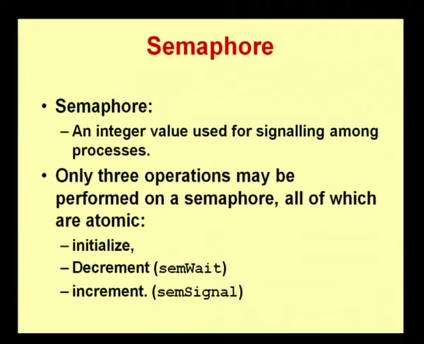Now what is a semaphore by and large? A semaphore is an integer value which is used for signaling among the processes. There are only three operations that are possible: one is initialization, second is incrementing, third is decrementing. When you increment, it is called semaphore signal or sem signal. When you decrement it, it is called semaphore wait or sem wait. So let us consider a different example.